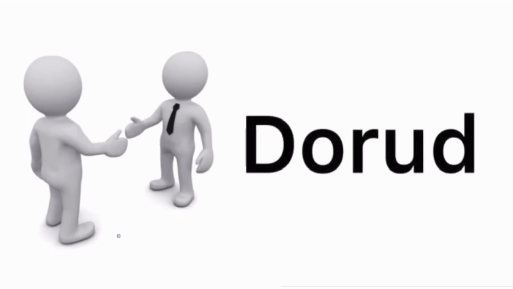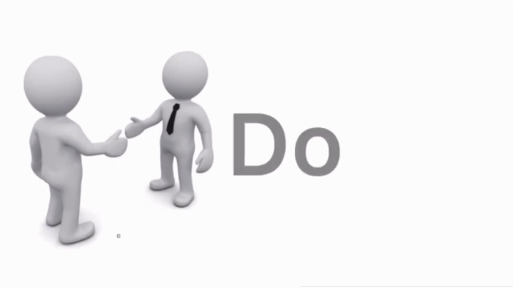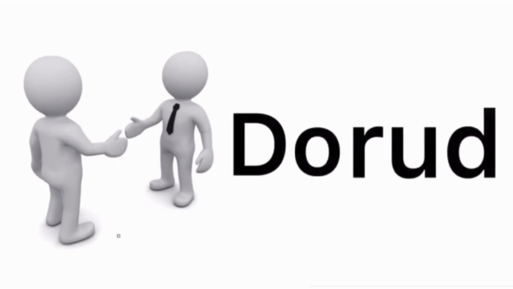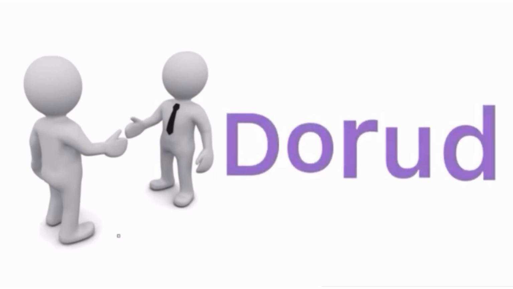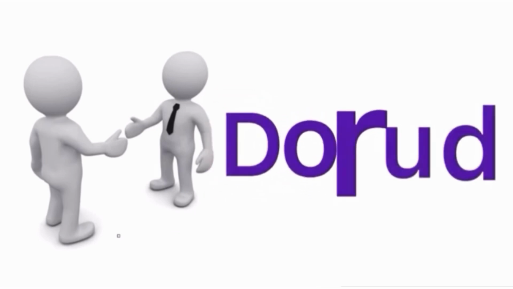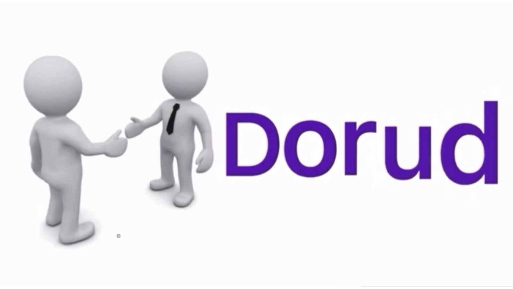People who want to look posh, elegant, and knowledgeable use the word Durud. Durud also has two syllables. Durud. And the letters are D, O, R, U, D. Durud.